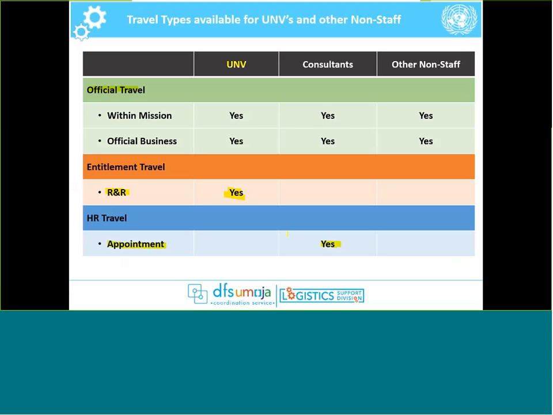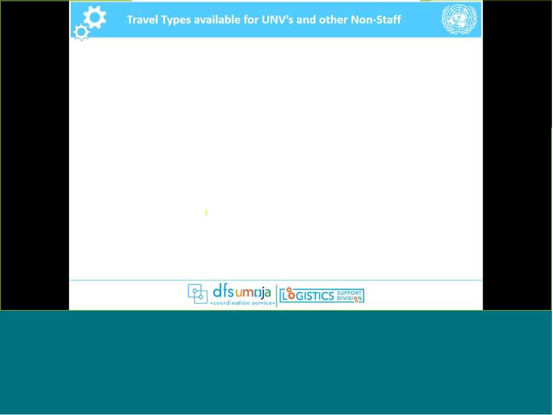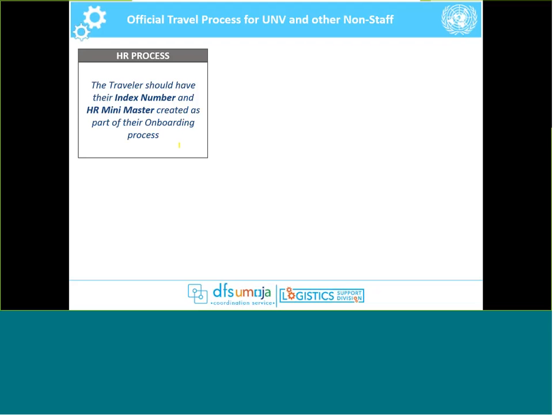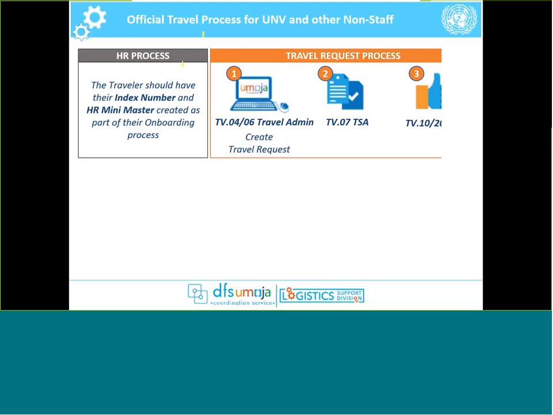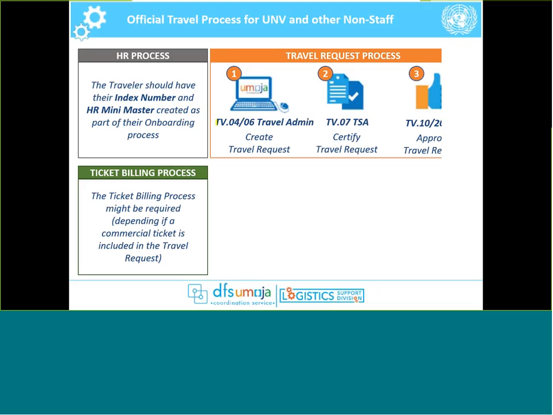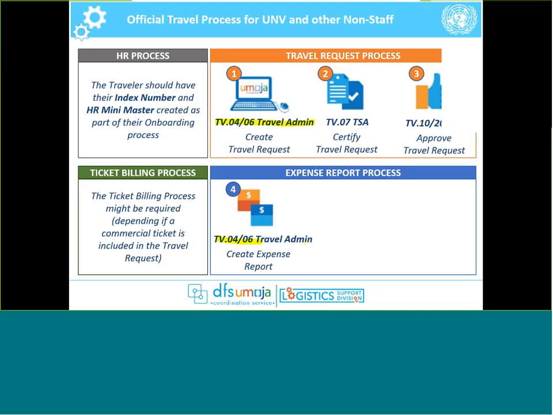So for the processes for entitlement travel and HR travel, there are no changes. Official travel we already said. For non-staff UMBs, the process is the same. The only difference is that it is raised by the travel administrator instead of by the non-staff.